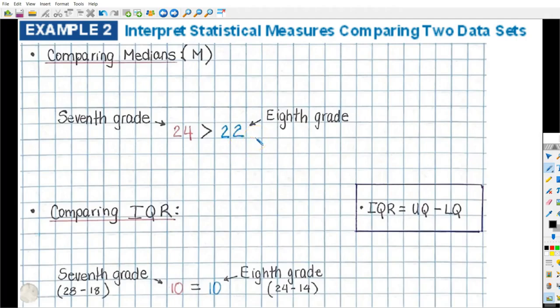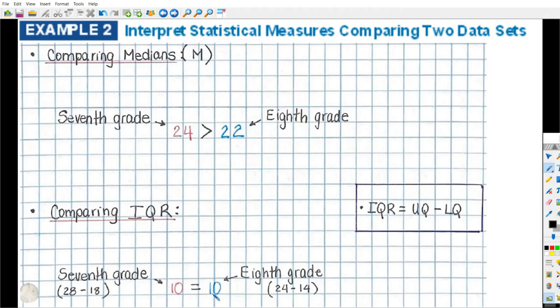Comparing the IQRs, we should all know what IQR means, interquartile range, and how to find it. If you do not, IQR equals the upper quartile subtracted by the lower quartile. The upper quartile for 7th grade was 28 minus the lower quartile, 18. That is 10. The 8th grade upper quartile was 24 minus the lower quartile, 14, which is also 10. So 10 equals 10. That means they have the same measure of variability.